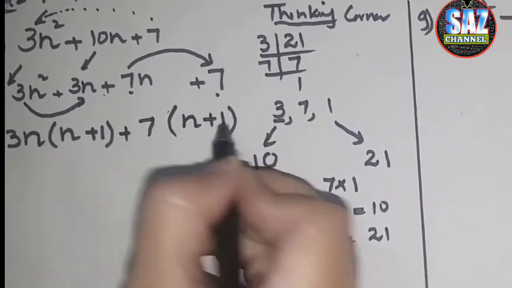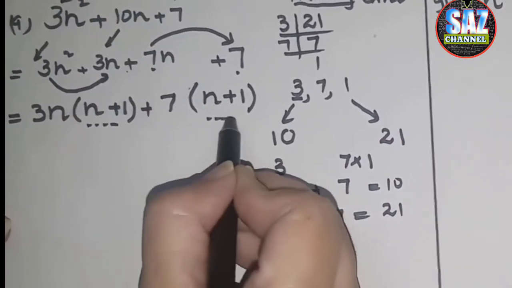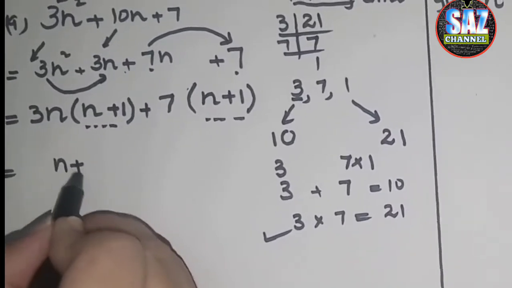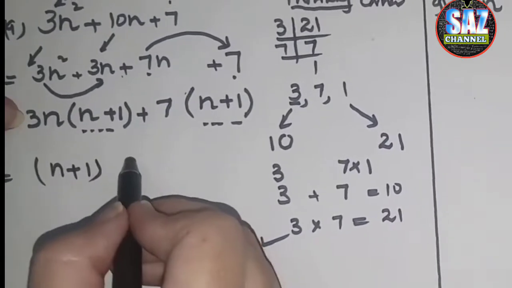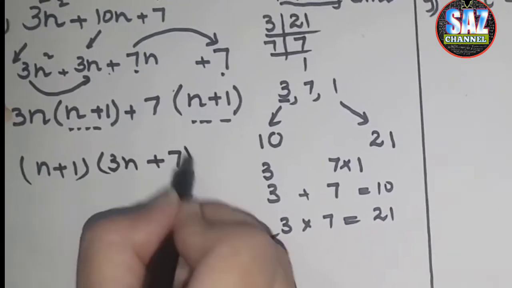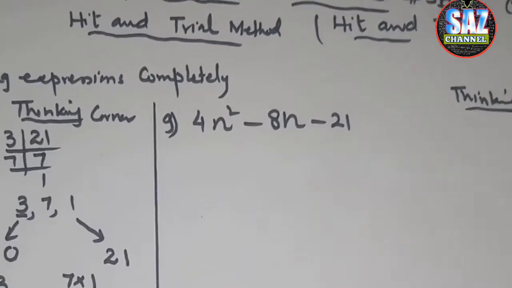Again I can see that n plus 1 is the common group. I have to extract it out, n plus 1, and from the first group I am left with 3n plus 7. So I hope you have understood the question. Now let's move to the next question.